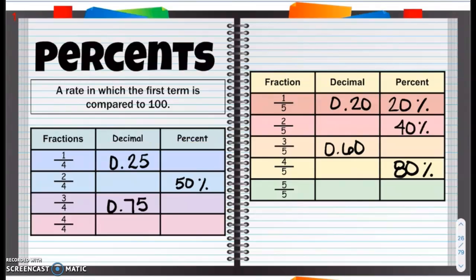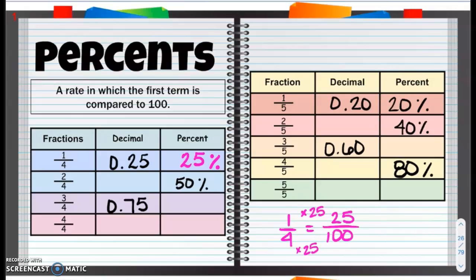So when you have a fraction, 1/4 or 1 divided by 4, we can think of this as, how do I get from 1/4, how do I get that to 100? Well, 4 times 25 is 100. So if I do 1 times 25, I'm going to get 25. So it's going to be 0 and 25 hundredths. So then our percent would be 25%.